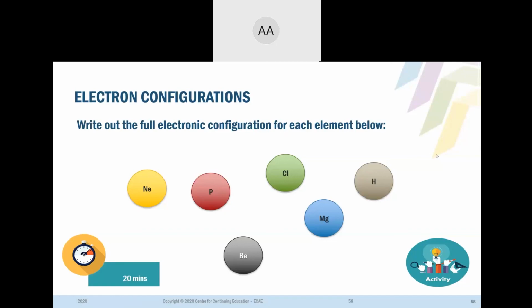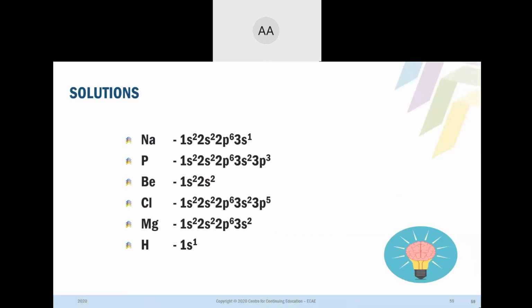Okay, welcome back. Some very good answers there. We'll have a look. There are the solutions for each of the elements that were given to you, and make sure that you're applying Aufbau's principle and Hund's rule when you are drawing the diagrams for these. Very good rules to apply when we're looking at electron configuration.